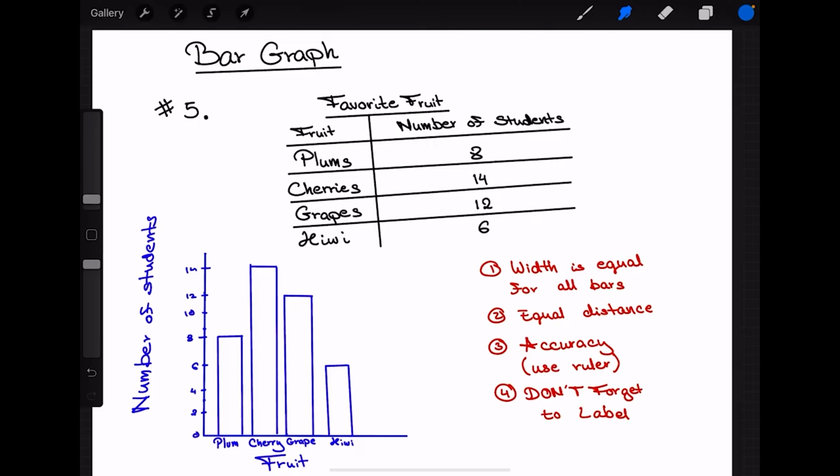So always make sure to have equal widths between each bar graph and equal distances between them. There should also be a distance between the initial graph here from the point 0 and the first bar.